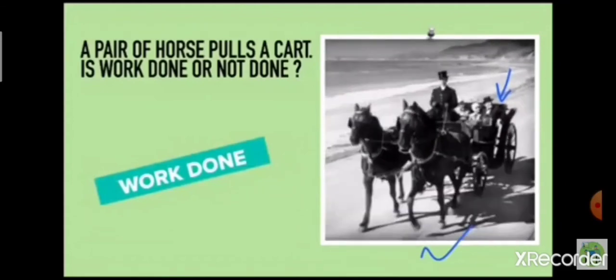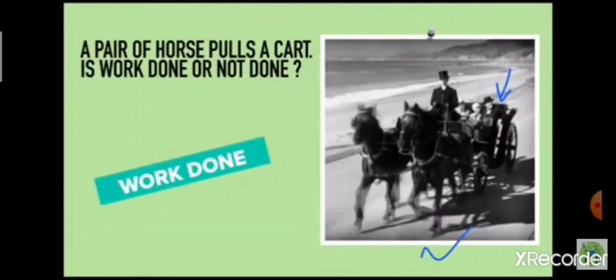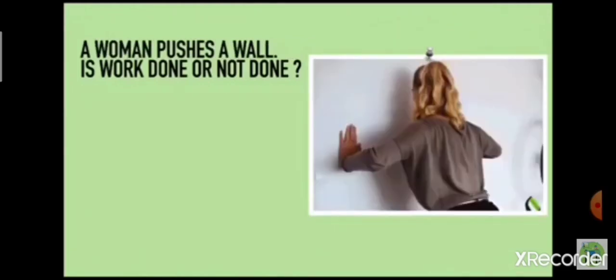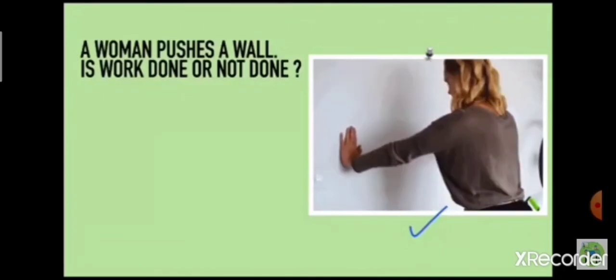So students, let us see another example. Here you can see in the video, a woman is pushing a wall. Is work done or not done? Just see the video carefully. Here, a woman is trying to push a wall. The woman is applying force on the wall, but the wall is not moving. So here we can clearly say that work is not done.